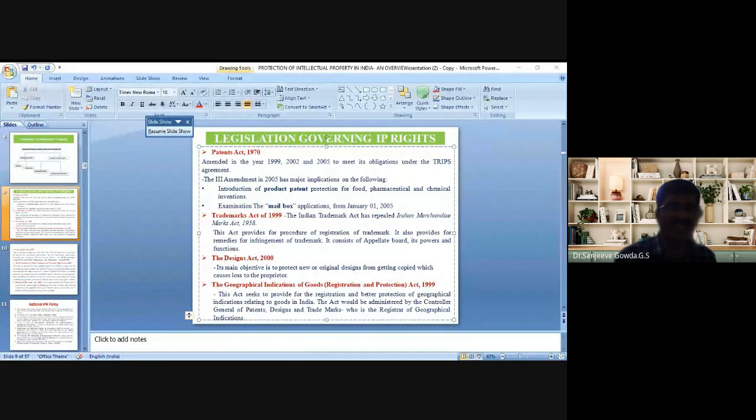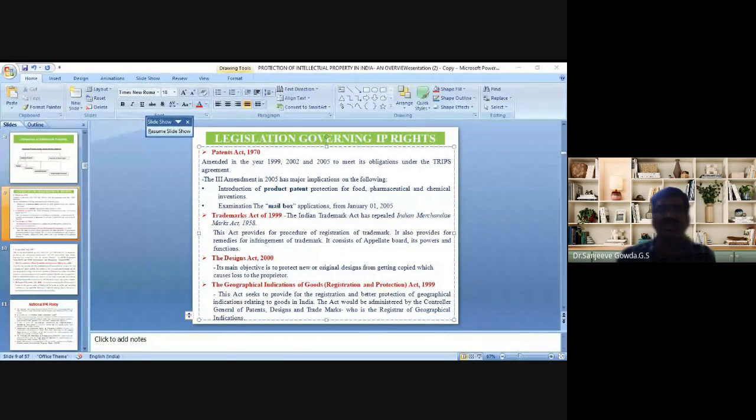This Act was amended in 1999, 2002, and 2005 to meet its obligations under the TRIPS agreement. Because after 1995, the TRIPS agreement requested all signatories to bring certain amendments to their domestic laws in line with the international Trade Related Aspects of Intellectual Property agreement. Accordingly, the Indian Parliament time and again brought amendments to the Patent Act 1970 in 1999, 2002, and 2005 in order to strengthen the protection of patents in India.